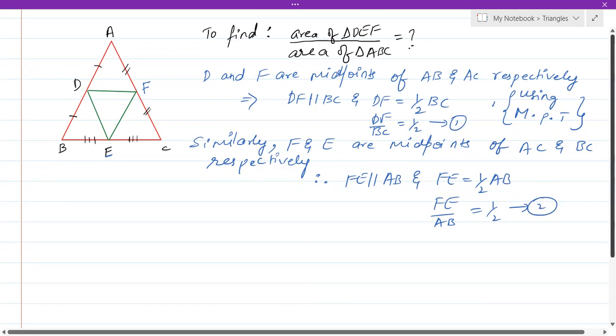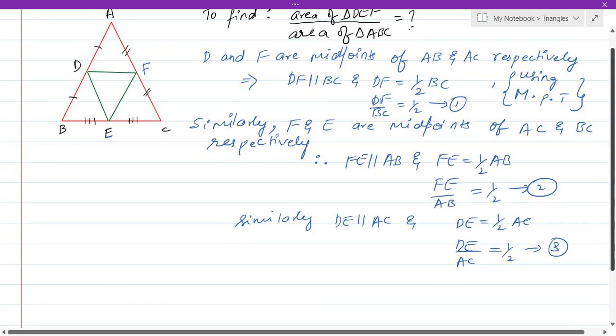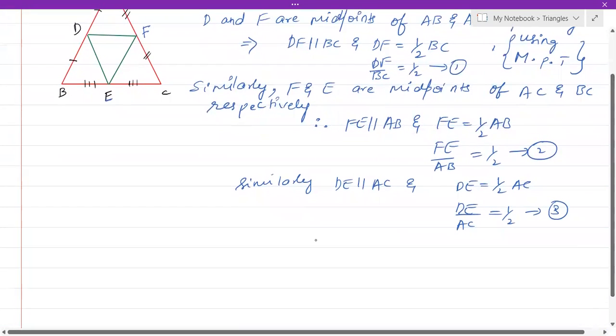In a similar fashion, if we do for the other one, that is D and E, let me write it directly. Similarly, we get DE parallel to AC and DE will be half of AC. Get the AC the other side. So DE by AC will become 1 by 2, equation 3. Now, if you observe equations 1, 2 and 3, all the ratios DF by BC, FE by AB and DE by AC are all equal.